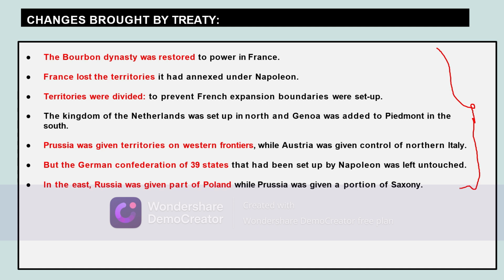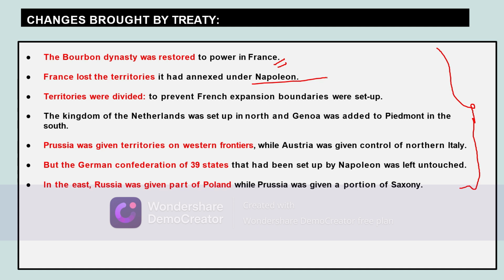The Bourbon dynasty was restored to power in France. So when was this deposed? The Bourbon dynasty was thrown out during French Revolution. But now that same Bourbon dynasty is restored to power in France. France lost the territories it had annexed under Napoleon. So France gained a lot of territories during the reign of Napoleon, and France had to lose all those.